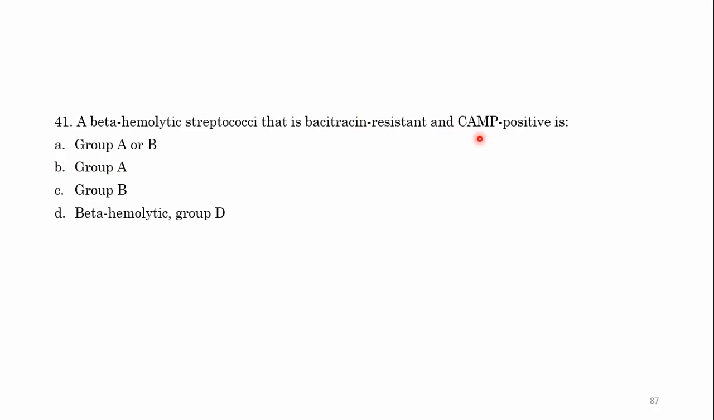41. A beta-hemolytic streptococci that is, this time, bacitracin resistant and CAMP test positive is A, group A; B, group A; C, group B; or D, beta-hemolytic group D? The correct answer is letter C, your group B, and that is your Streptococcus agalactiae. It is a beta-hemolytic streptococci in the blood agar plate. It is bacitracin resistant. However, it is a CAMP positive organism. Number 41, letter C.